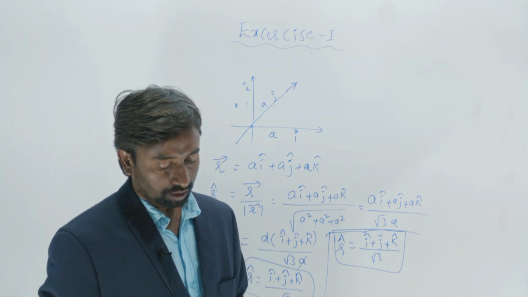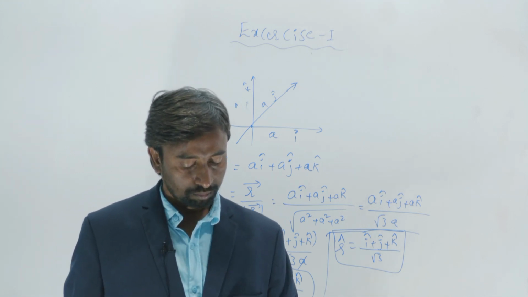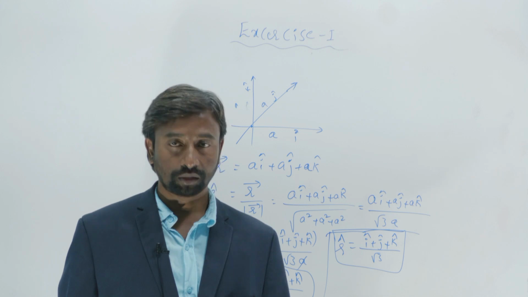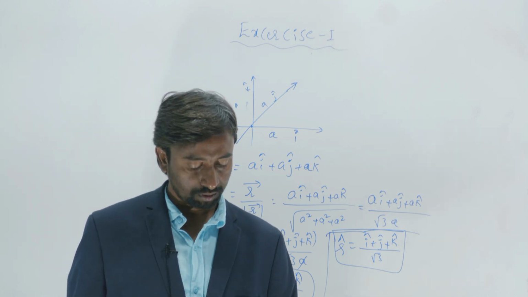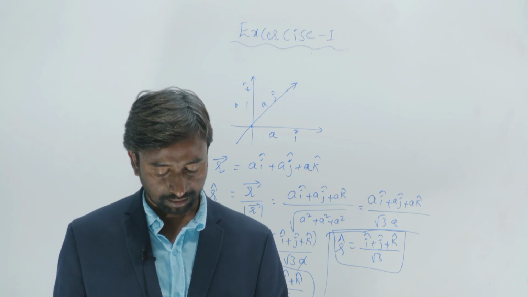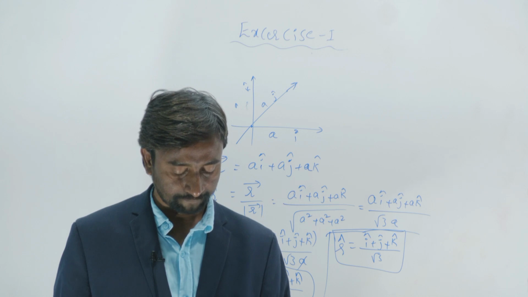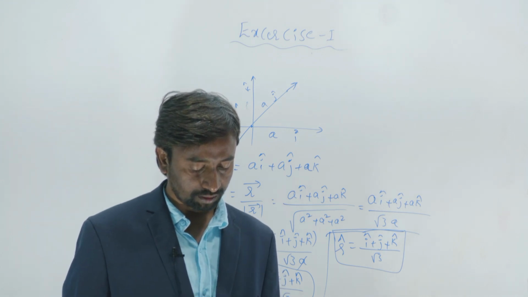12th one: a vector of magnitude 12 units along the z axis. So we can write here 12 k cap. 13th one: if a bar, b bar, c bar represent the three sides of an equilateral triangle taken in the same order, then find the angle between a and b.